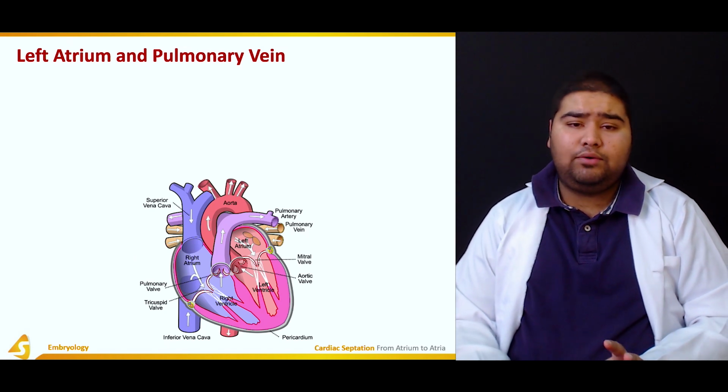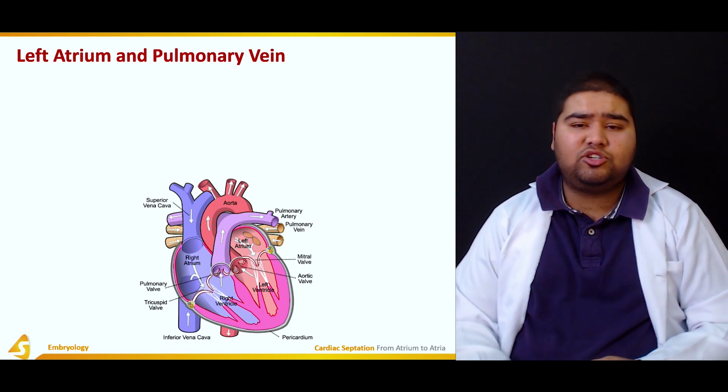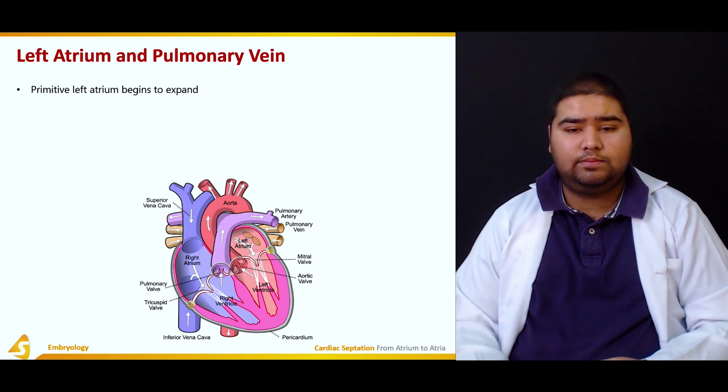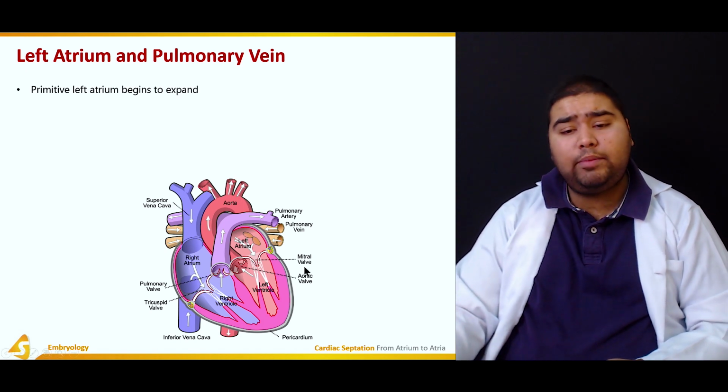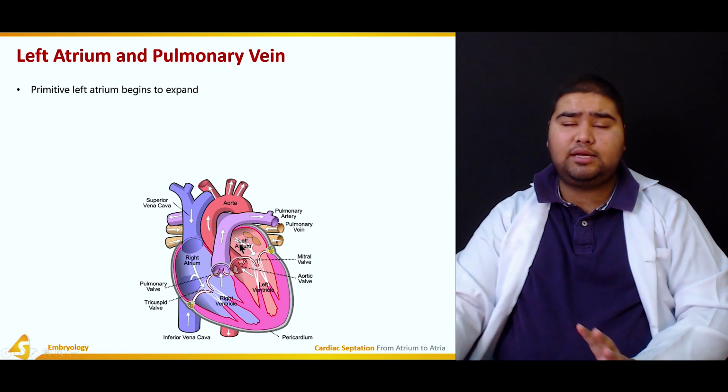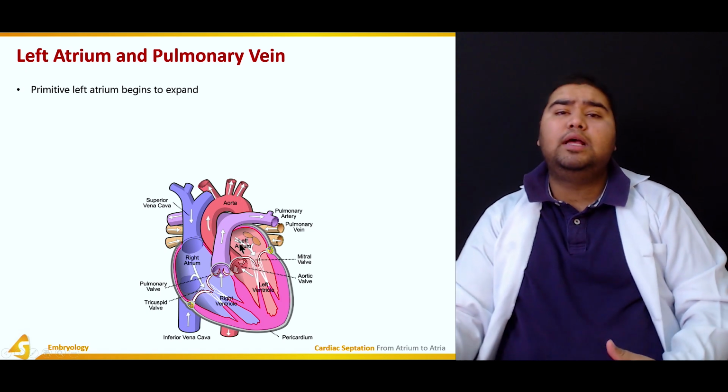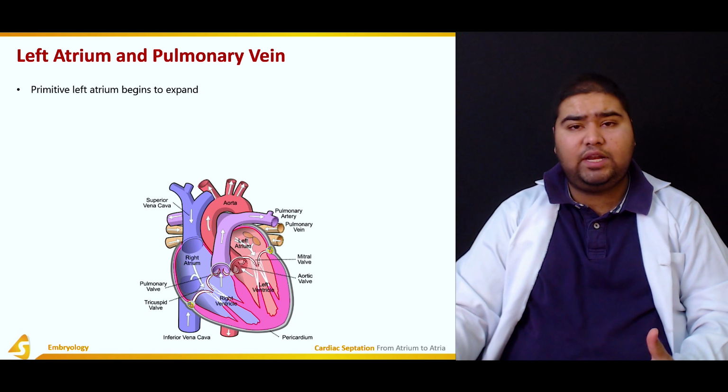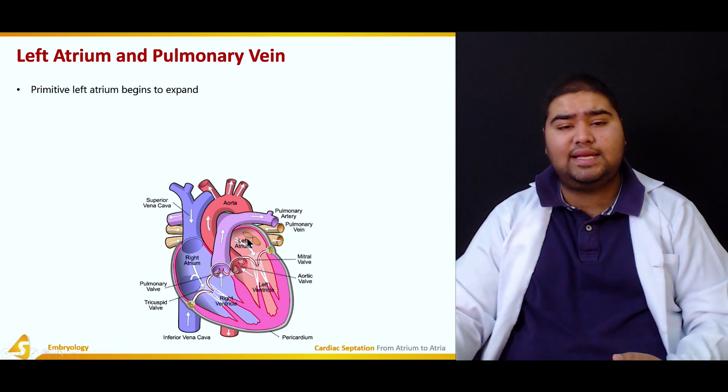So let's talk about the fate of the left atrium and the pulmonary vein. So we're talking about this segment now. This is an adult completely formed heart. However, we'll take a developing heart and see how it reaches this adult stage.